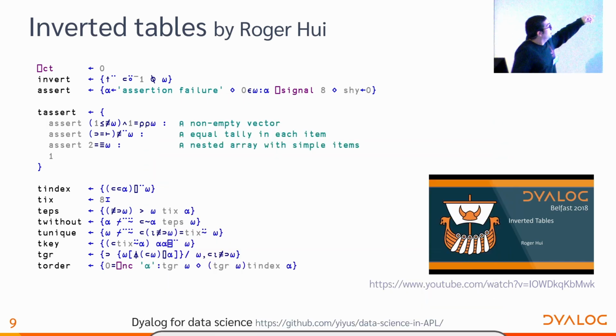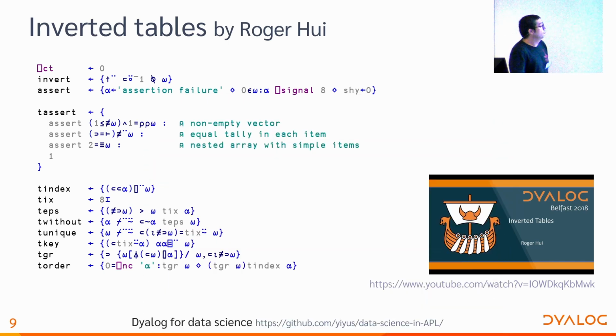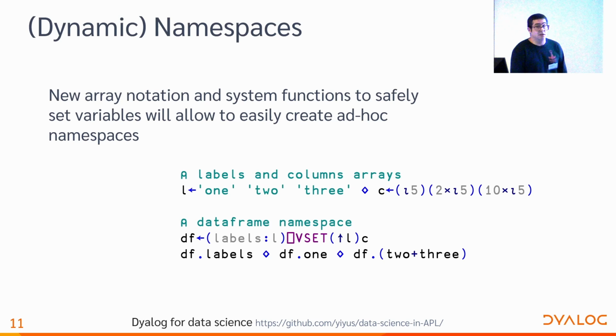So Roger defined this set of functions to work with them, and you can see that we have without, unique, the key operator. Index of is interesting because it's using an I-Beam. And, well, I really invite you to watch the talk by Roger, which is a very good talk, and learn more about this. We could also combine this, for example, with the new features that are coming in version 20.